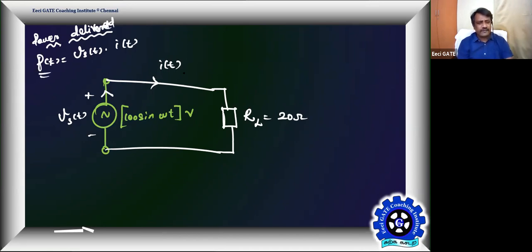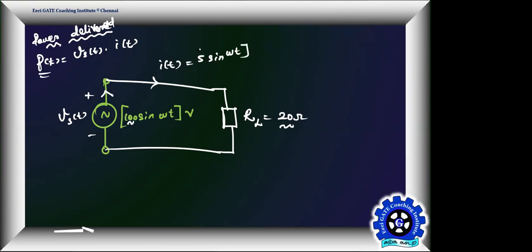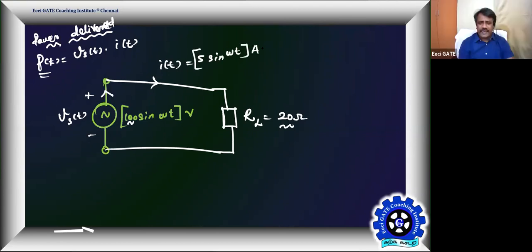You know the peak voltage is 100 and the load is 20, so 100 by 20 is 5. So the peak current will be 5 amps. So it is going to be 5 sine omega t amps. Getting everyone? That's the instantaneous current through the load.